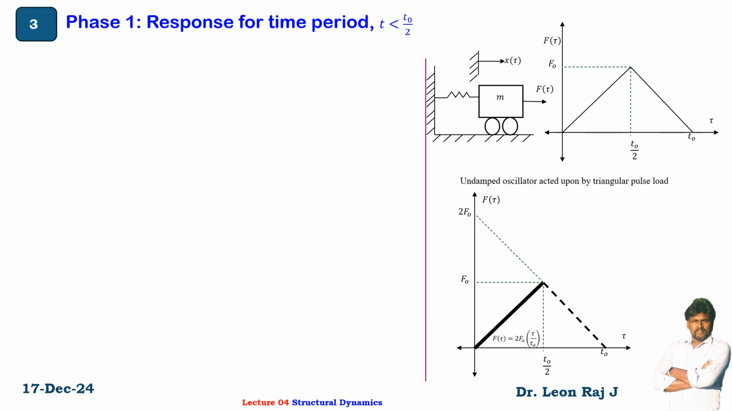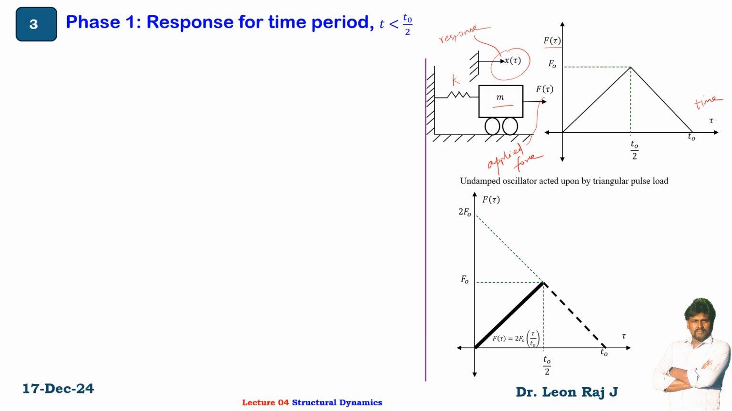So we are going to derive the response of the single degree of freedom system, that is an undamped single degree of freedom system subjected to a triangular pulse load. The mass of the system is m, the stiffness of the system is k, and the response is x of t. This is your response, and this is your applied force. The variation of applied force versus time is shown here. It looks like a pulse loading, and the shape resembles a triangle.